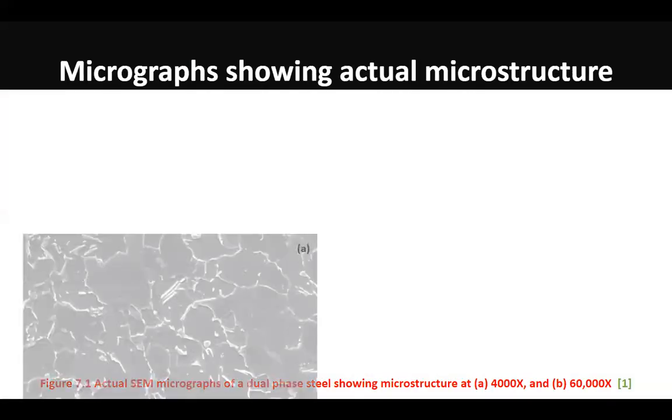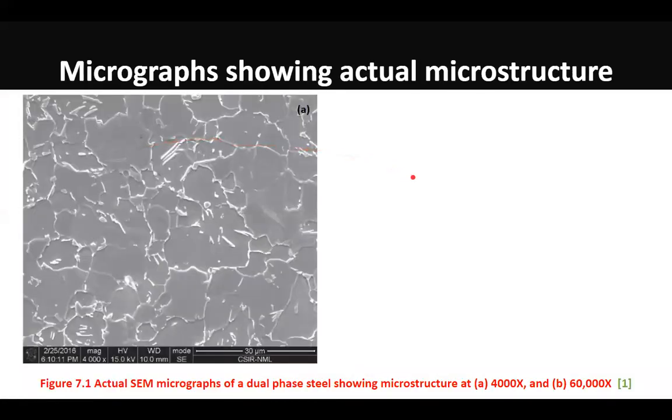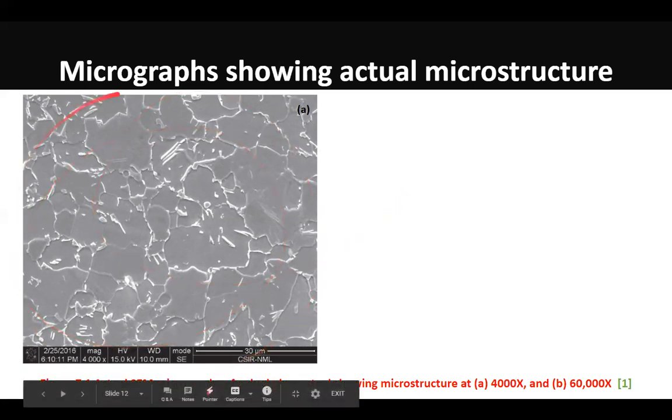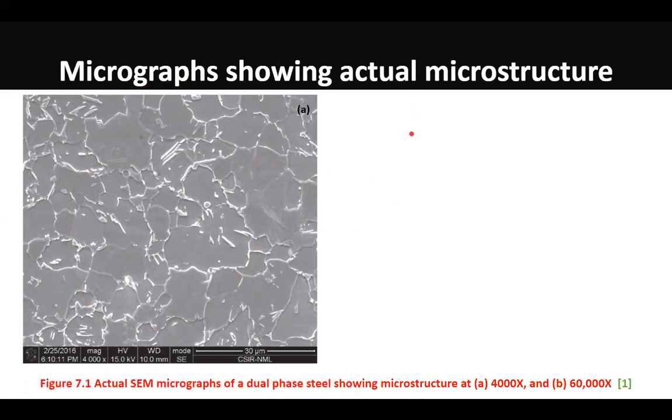And now let's see the actual. This I took from one of my research papers, which was published in a journal called Material Science and Engineering A. So this is a steel which is used for making your car body. The car body sheets are made from this material, which is called a dual phase steel. Dual phase steel because it has got two phases.